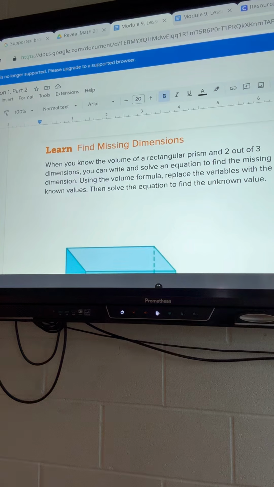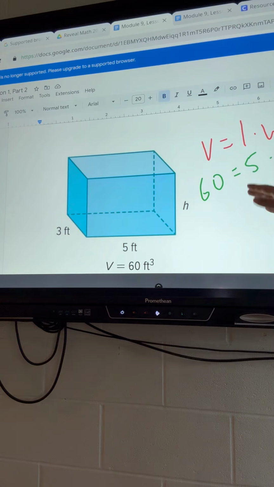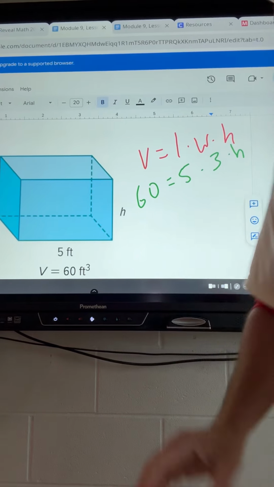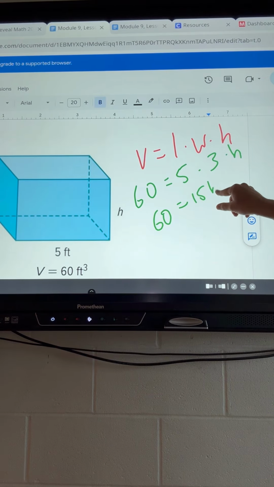Okay, so we know what the formula is to find the volume of a 3D shape. So it's length times width times height. If they give you the volume of 60 and they give you the length is 5 and the width is 3, you should be able to figure out the missing height. So, as we learned in algebra before, we should know that 60 is equal to 15 times h.